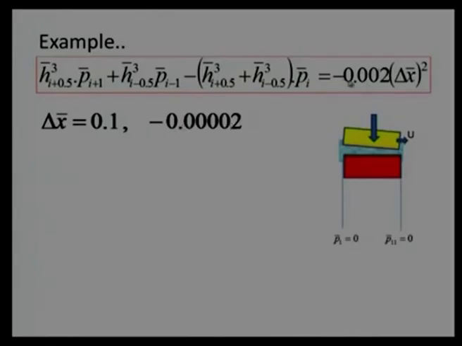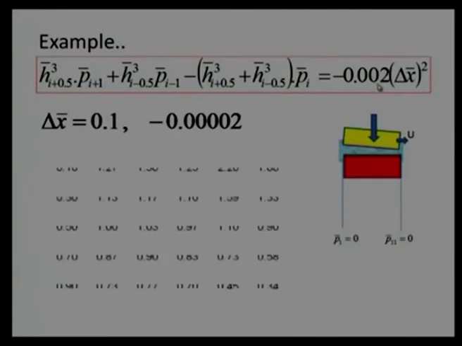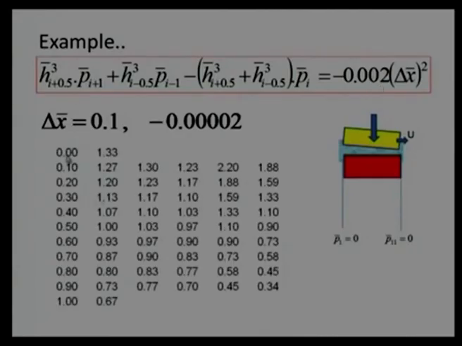Our right hand side will be 0.00002, and these are the values for x bar. At the initial node, node number 1, x bar is 0, node number 2 is 0.1, node number 3 is 0.2, node number 4 is 0.3, and node number 11 will be 1.0. Now, these expressions are the film thickness expressions.